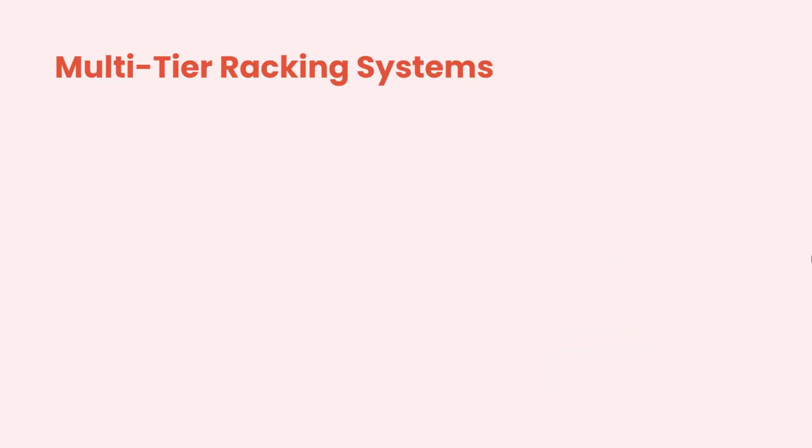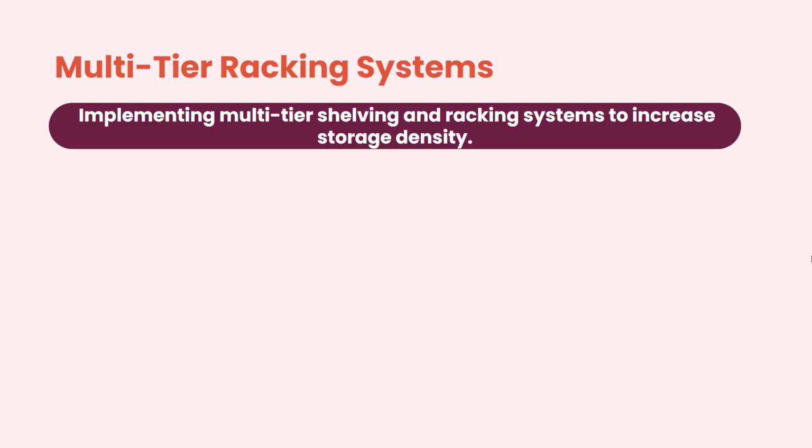Third is multi-tier racking systems, where you try implementing multi-tier shelves and racks to increase storage density. Storage density can be defined as number of items or kgs per square feet.